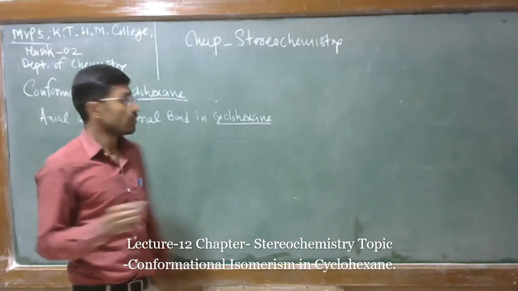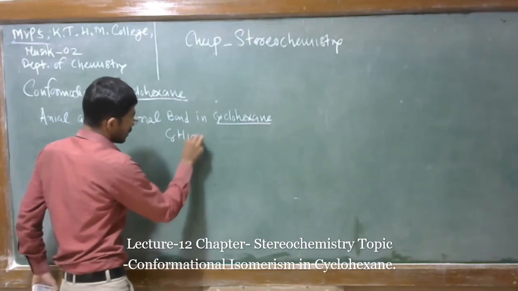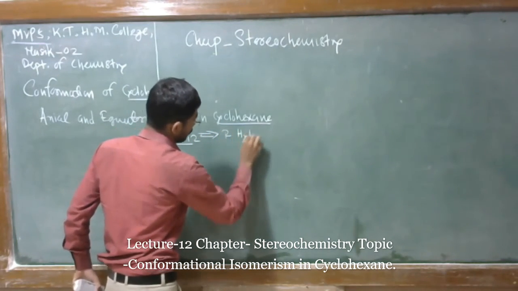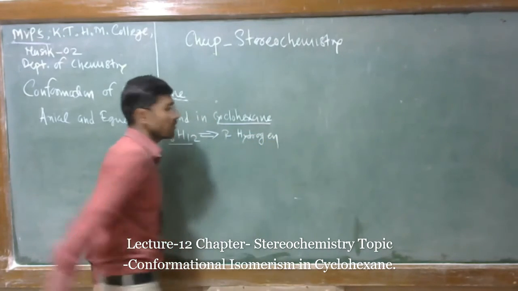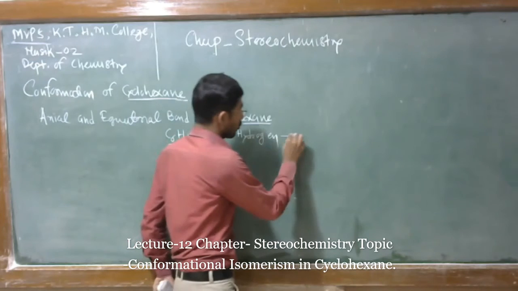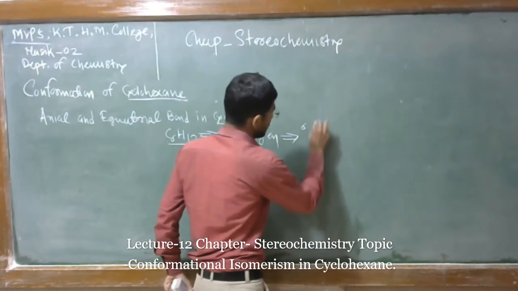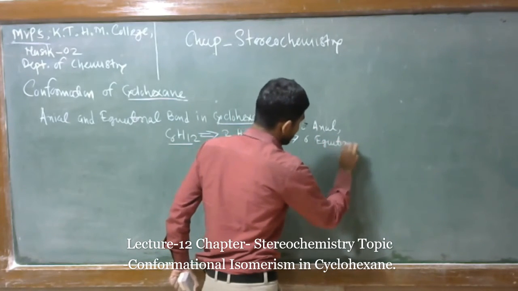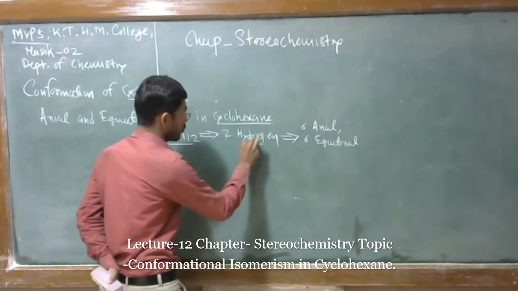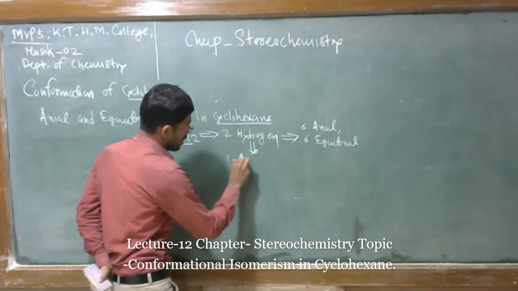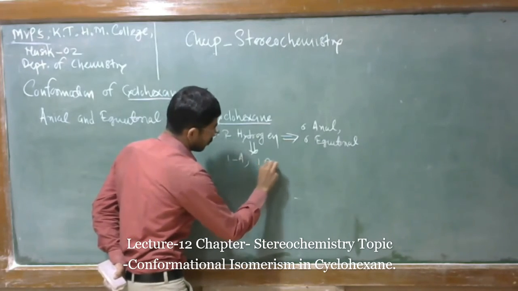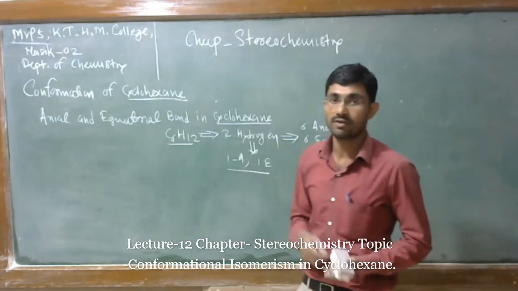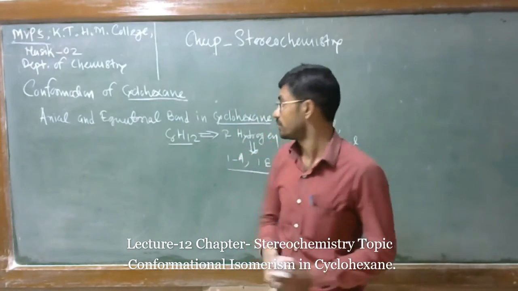So, the molecular formula of cyclohexane is C6H12. There are 12 hydrogens, so each carbon carries 2 hydrogens. All hydrogens are not equivalent here. Of the 12, 6 are axial and 6 are equatorial. Each carbon carries 2 hydrogens: one is axial and one is equatorial. In this way, we can say that all 12 hydrogens are not equivalent. 6 are axial, 6 are equatorial.